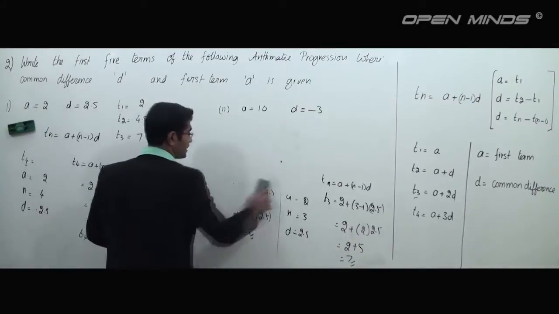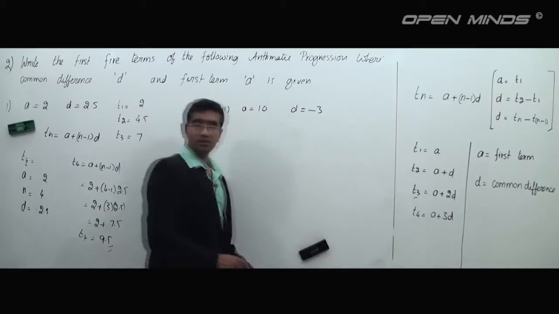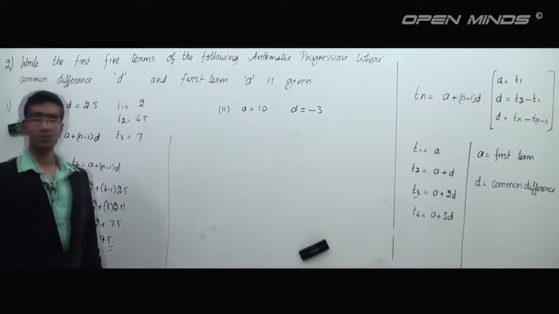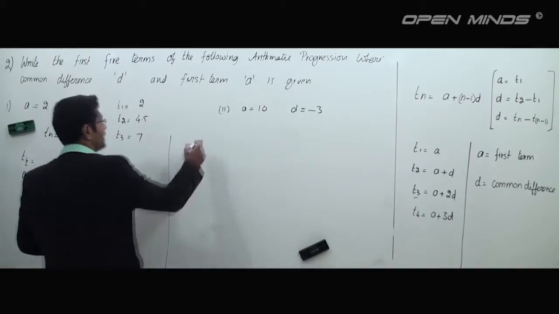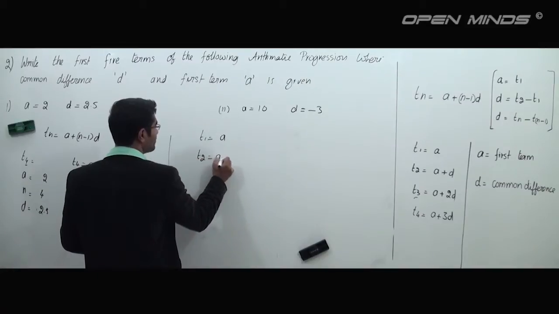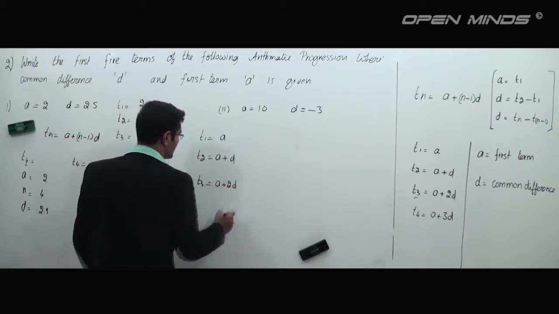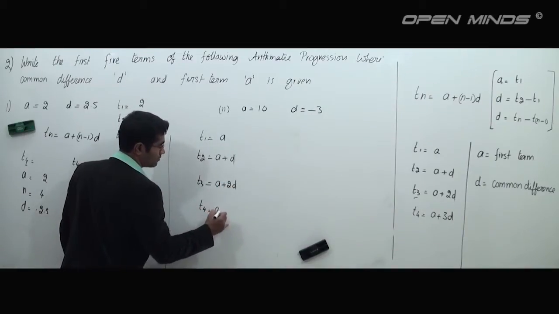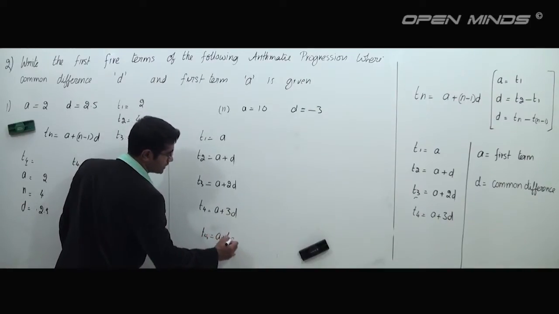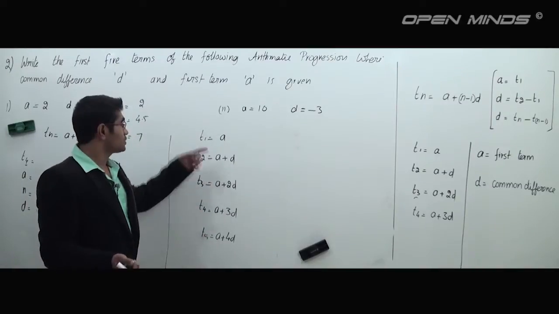But now look at this. Can we also use this set of formulas? It's possible. This is one of the ways of using the formula, right? Tn is equal to a plus n minus 1 into d. Otherwise, I can write T1 to be a, T2 is a plus d, T3 is a plus 2d, T4 is a plus 3d, and T5 is a plus 4d. These are the set of formulas. You can find any term using this also, but starting from a.